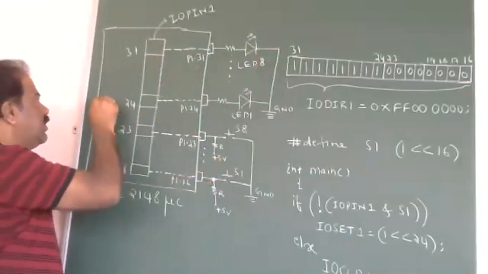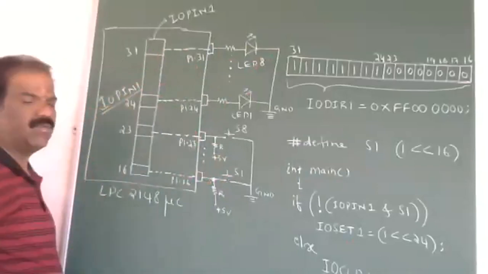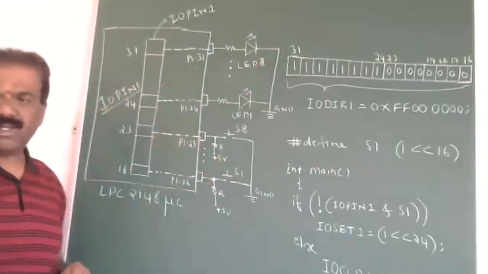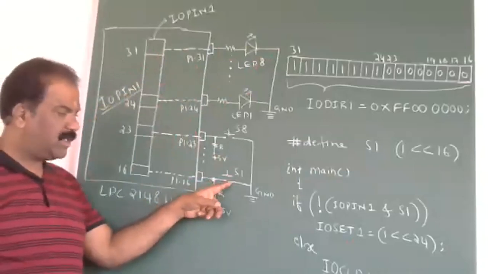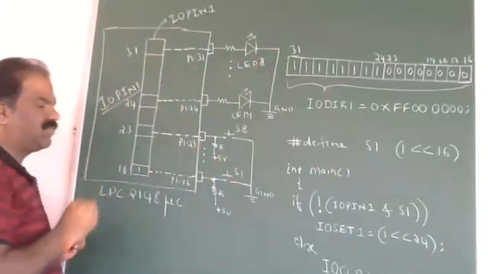See here, this is your IO pin 1 register, because I'm talking about port 1. If the switch is open, the potential at this point is high. That comes here. This is high.